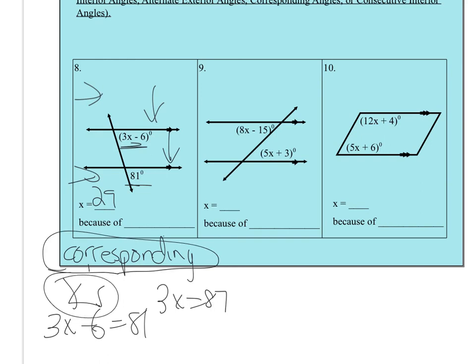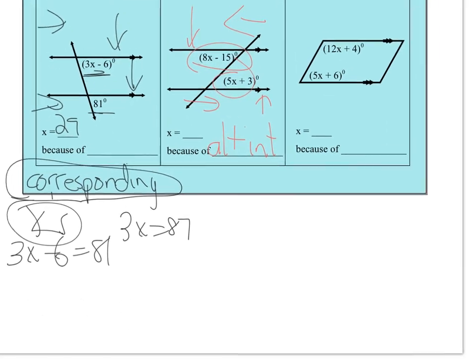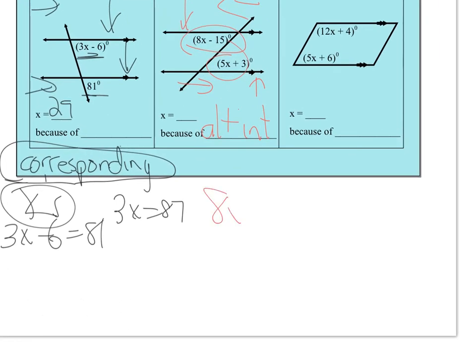Number 9, taking a look. You know what? They're both on the inside. They're on opposite sides of the transversal. So I'm hoping that you recognize that as alternate interior. So this is equal to this. So if I slide this up, 8x minus 15 equals 5x plus 3. So that's going to be 3x equals 18, x equals 6. Boom, there's my answer.